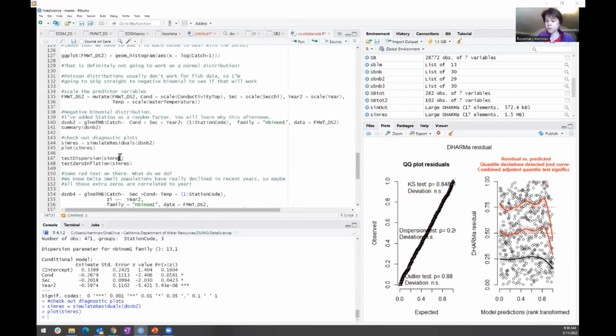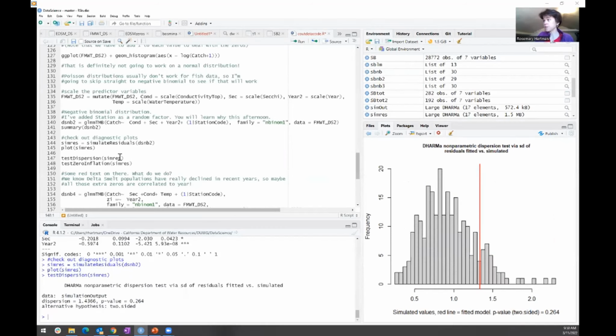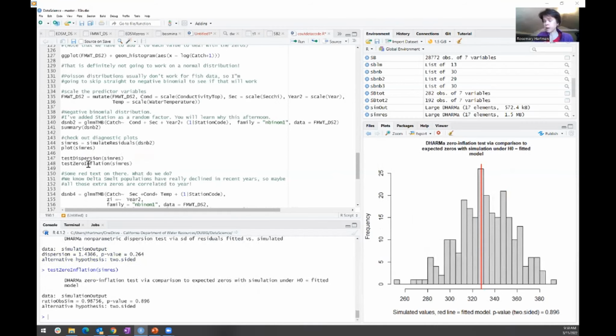Let's see, is it overdispersed? We can test our dispersion. So the p-value is 0.26. It's not overdispersed. The red line is smack dab in the middle, but it's close. Is it zero-inflated? We knew we had a lot of zeros. Surprisingly, this is not zero-inflated at all. The red line is right in the middle of your predicted values. The model predicted just as many zeros as we saw, but we still have those quantile deviations.